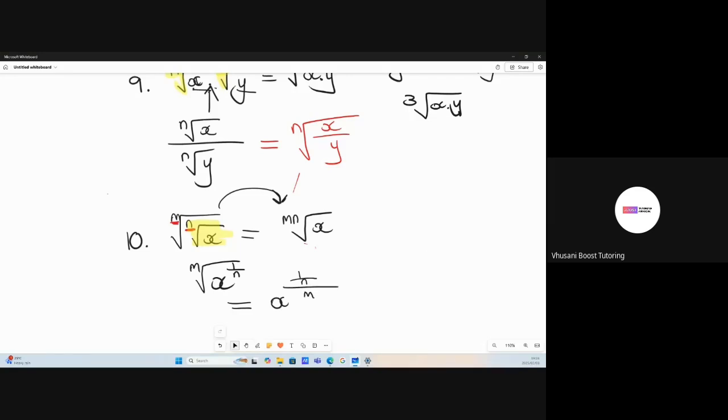Are you guys still with me there? So I'm just showing you how we got to that. So if you ever don't remember it, then you see how I actually got to that law. Or you can just cram it and say, if you have a square root on the outside and another square root on the inside of it, you just multiply the two roots.